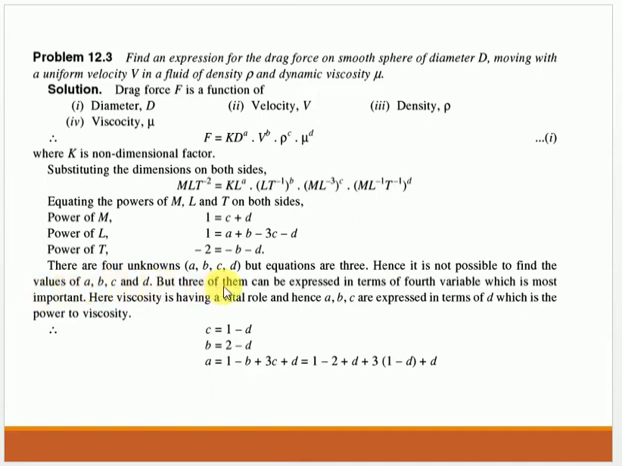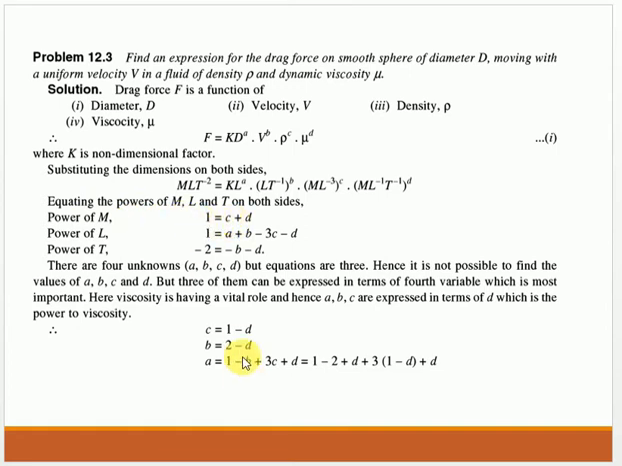But 3 of them can be expressed in terms of the fourth variable: A in terms of D, B in terms of D, C in terms of D. Or else we can go with B in terms of A, C in terms of A, D in terms of A. So three equations should have the fourth variable, so that is very important. Keep it in mind.